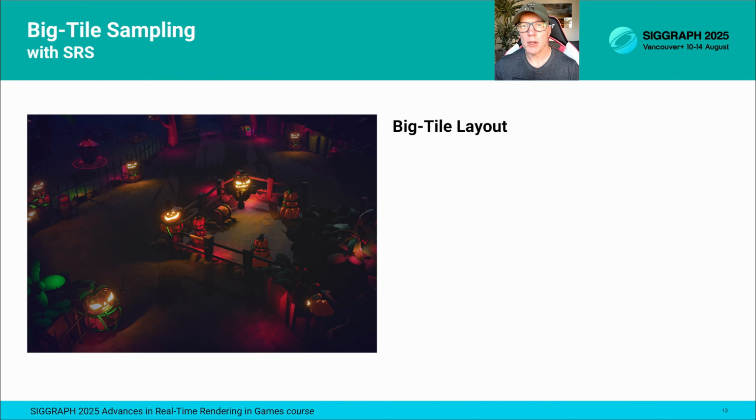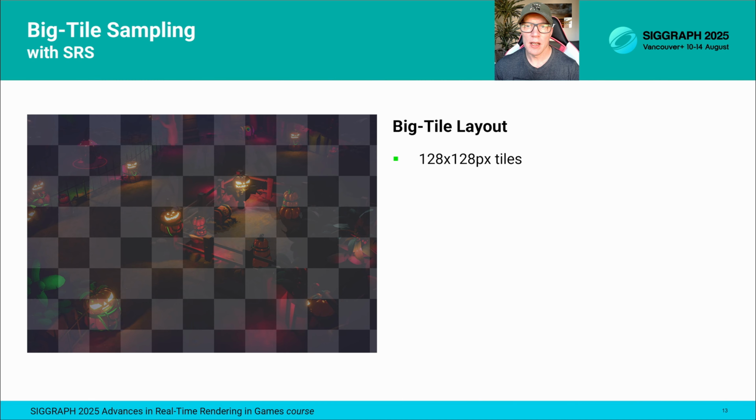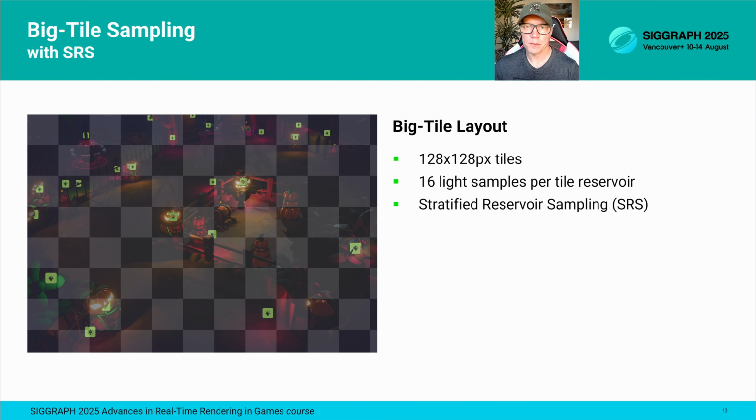The light sampling starts by sampling a subset of scene lights per big tile to reduce the number of candidates considered during the subsequent small tile resampling stage. Each big tile covers a 128 x 128 pixel region of the image, as shown with the checkerboard pattern. For every big tile, we stochastically select 16 distinct lights from the scene and write them into the tile's reservoir.